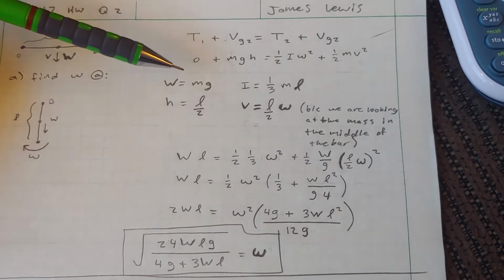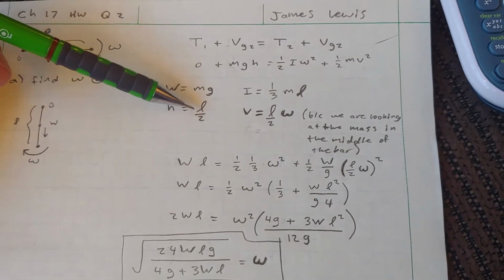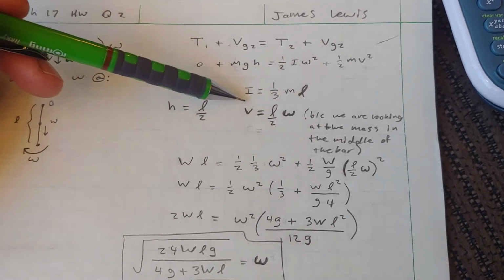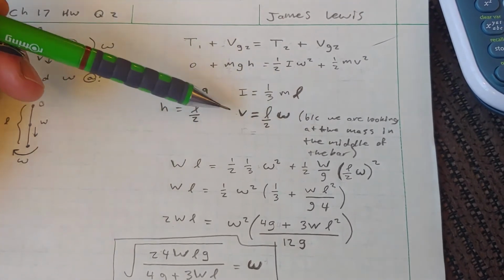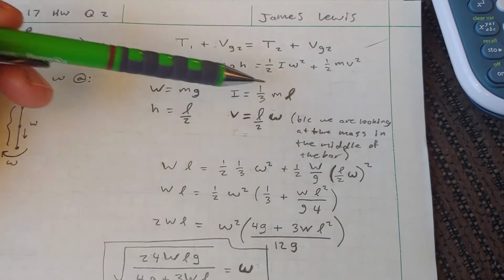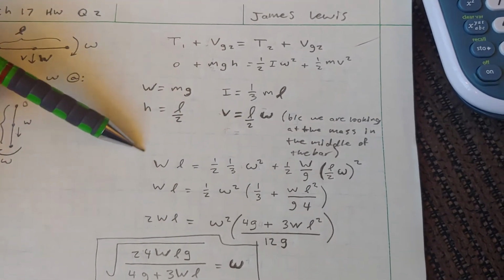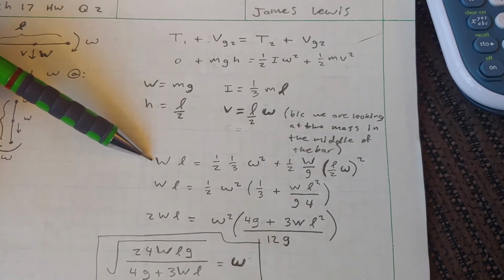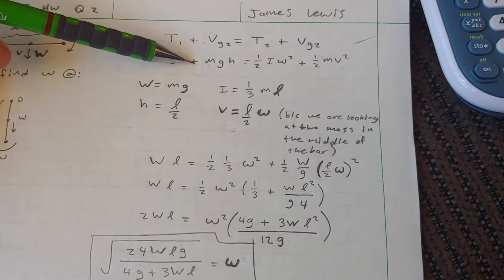Let's see, mass times length. Our height is equal to length over L/2, and our velocity is equal to L/2 times W, and velocity is normally equal to the radius times the angular velocity, but because we're looking at the mass in the middle of the bar, it's going to be L/2. So we input all of our numbers here, and that's just coming from this equation.